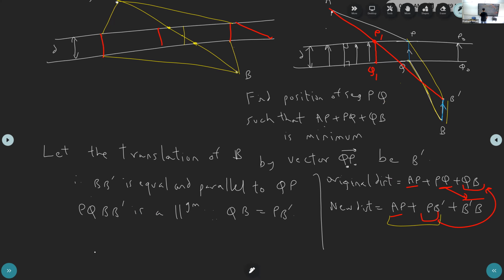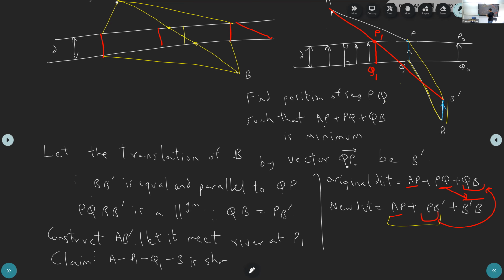So construct AB dash, point P1. So our claim is that A P1 Q1 B, this is the shortest path.